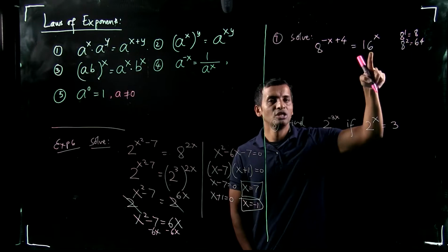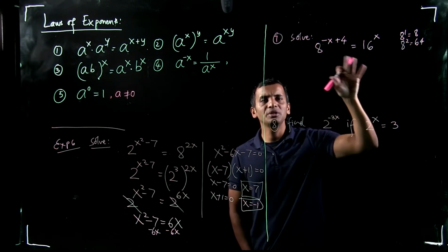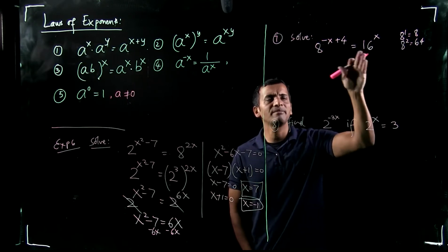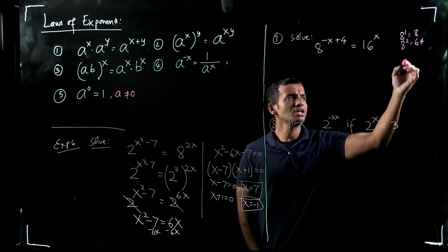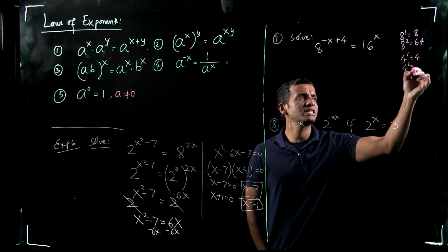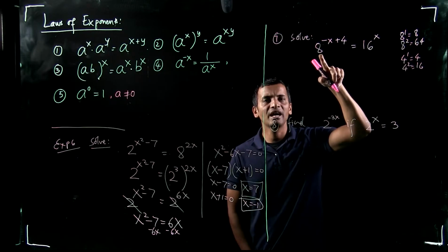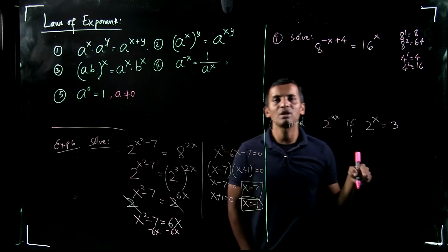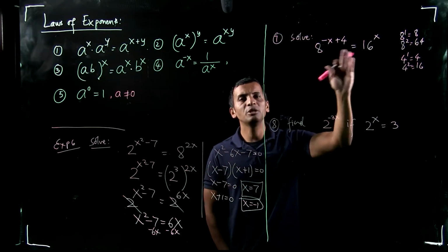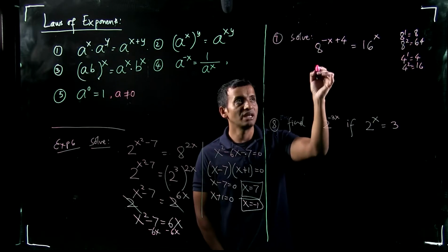So you cannot write 16 as base 8. Let's go down and try to write 8 and 16 with some common base. Can you write both of them as base 4? I don't think so, because 4 to the 1 is 4 and 4 to the 2 is 16. So you can write 16 as 4 to the 2, but you can't write 8 as 4 to an integer exponent. So let's try to write all of these with base 2. What raised to the power gives 8? That's right, that is 3, right?